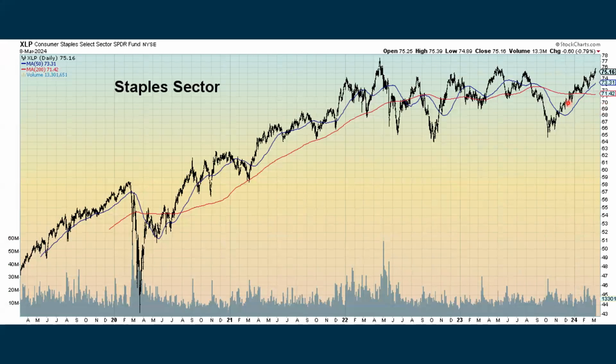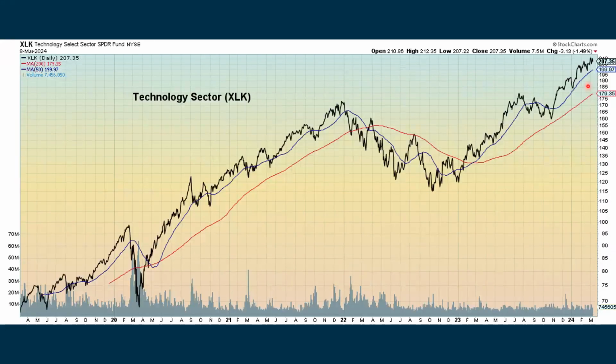The staples sector is in an uptrend, which is kind of strange. This is usually more defensive. And if we were looking at a strong economy going forward, we wouldn't see a real solid uptrend like what we've been seeing now. We look at the tech sector, which has been one of the stronger areas.